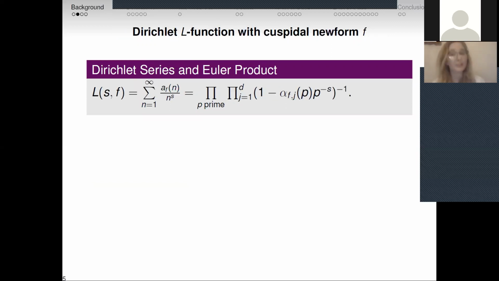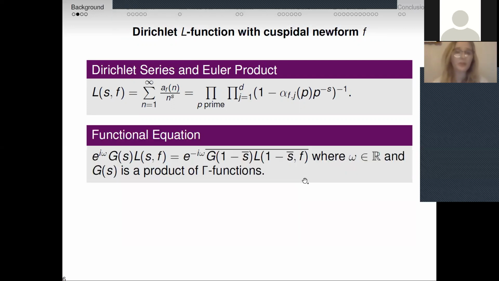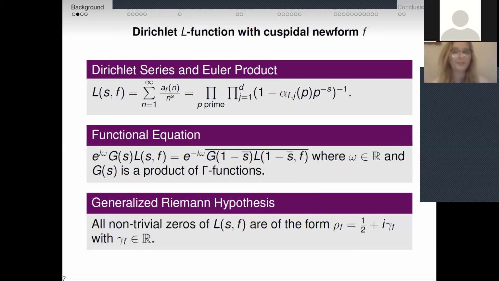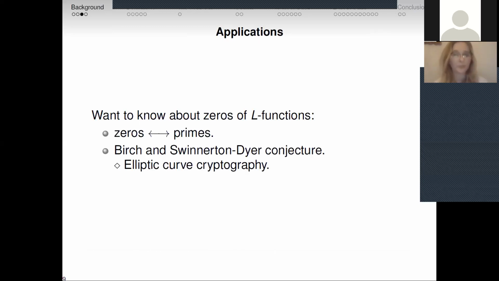Now, for cuspidal automorphic forms F, the idea translates analogously along with the generalized Riemann hypothesis, rho_F equals 1/2 plus i gamma_F, and the same results follow immediately. The reason we want to know about the zeros of L-functions comes primarily from their construction from primes, so that knowing the zeros, we know the primes. In other words, zeta connects primes to integers. Also, it is an inherent part of the million-dollar question we call the Birch and Swinnerton-Dyer conjecture for elliptic curves.